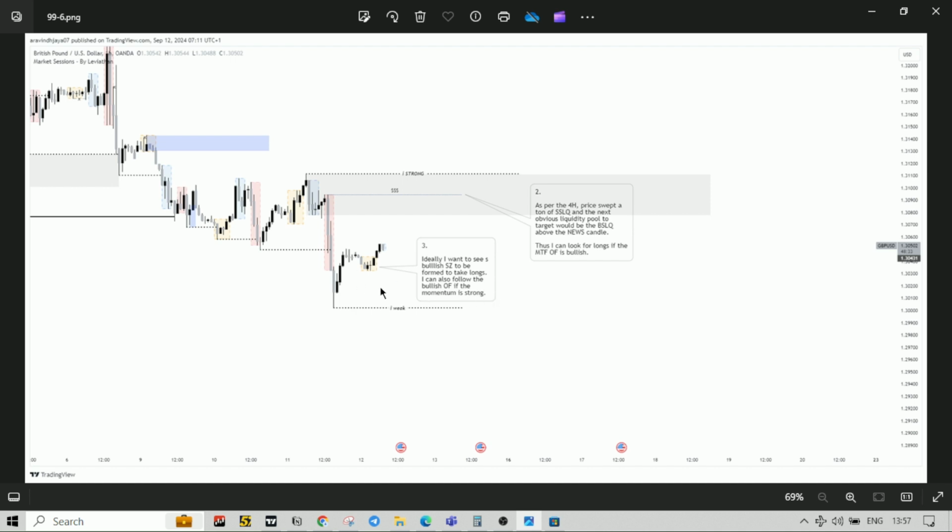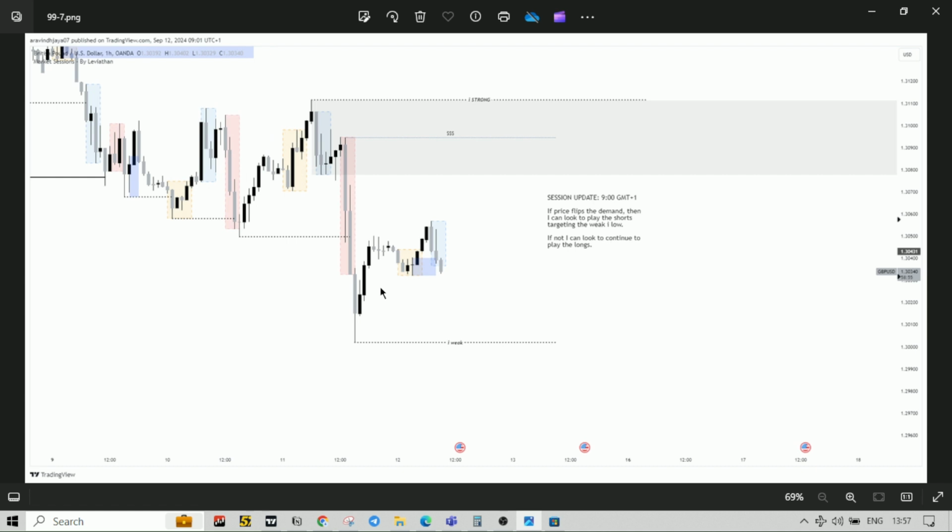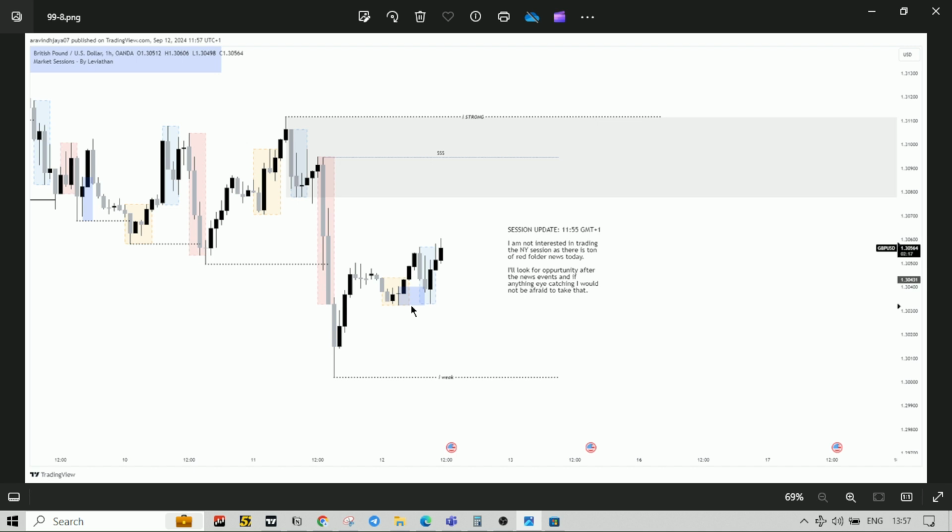So that was the game plan. If you can see, the game plan is to go for longs. So here we go. If the price flips a demand, then I can look to play the shorts targeting the weak internal low. Or if not, I can continue to play the longs till the price takes out the buy side. Actually, price respected it. But as discussed in EU, the same applies for GU also.